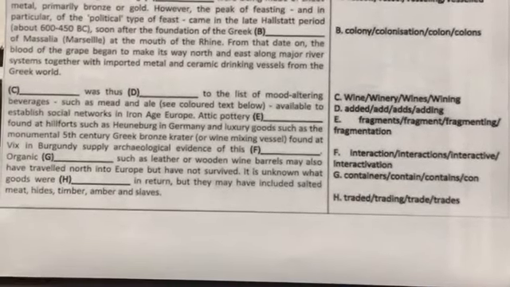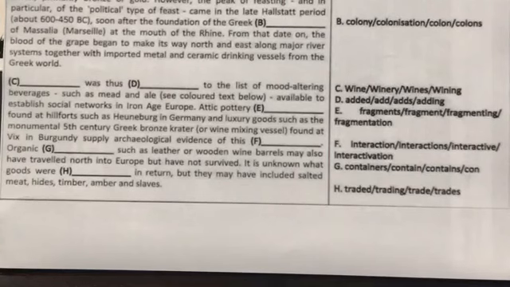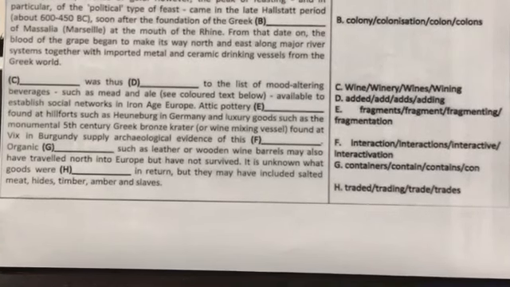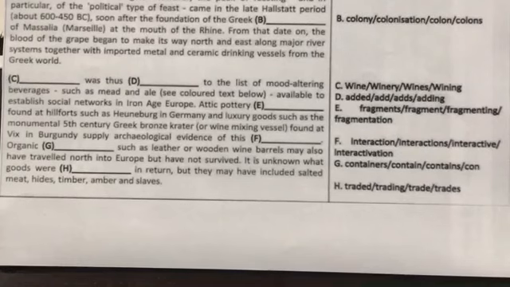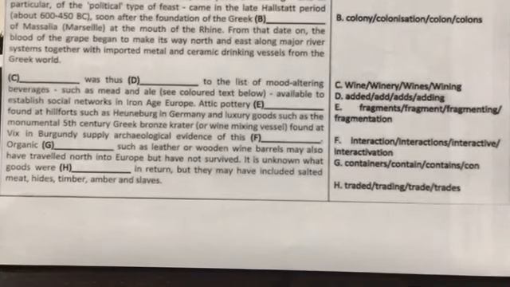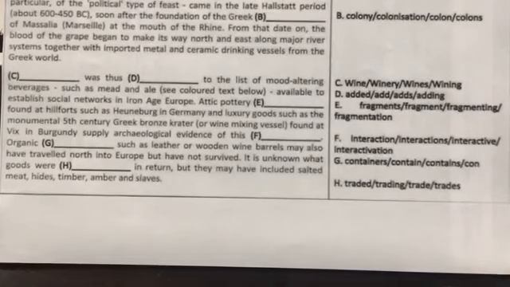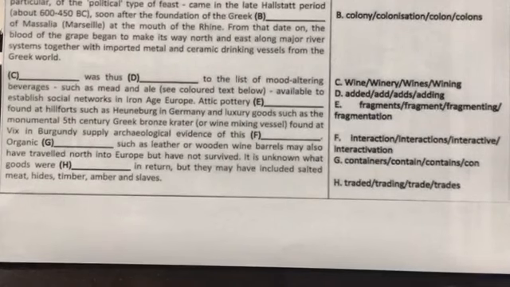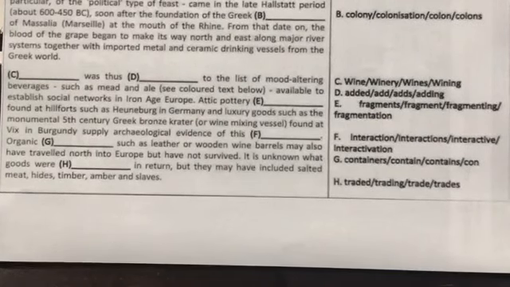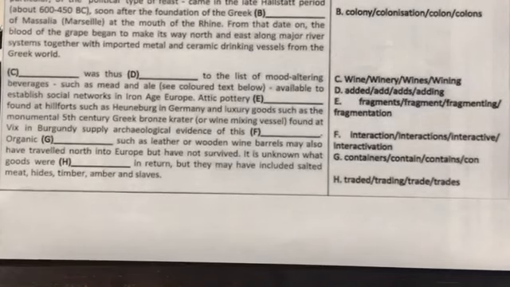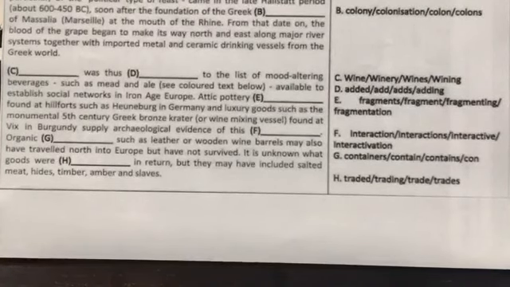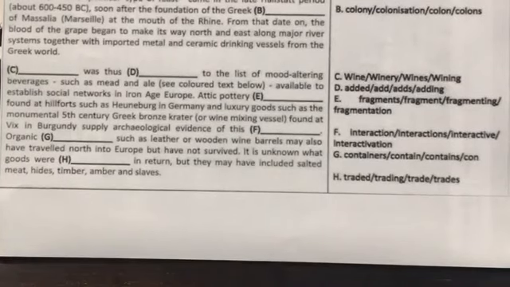The next blank comes as: Attic pottery, E dash, found at hill forts such as Heuneburg in Germany, and luxury goods such as the monumental 5th century Greek bronze crater. So what do you think E will be? Attic pottery dash found at hill forts such as something and luxury goods such as something. So obviously more than one. So again the correct answer cannot be fragmenting, neither can it be fragmentation. So the most likely answer is fragments. Attic pottery fragments found at this place such as 1 and 2.